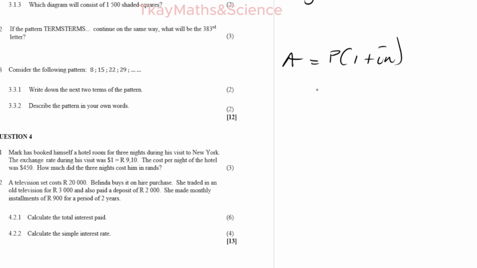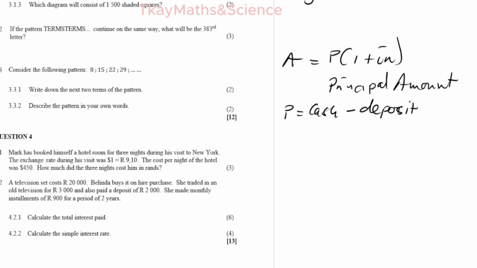All right. Firstly, what you have to do is to calculate the principal amount. The principal amount is always the cash price minus the deposit. Principal amount P is the cash price minus the initial deposit that we have to make, because interest is always charged on the remaining amount.